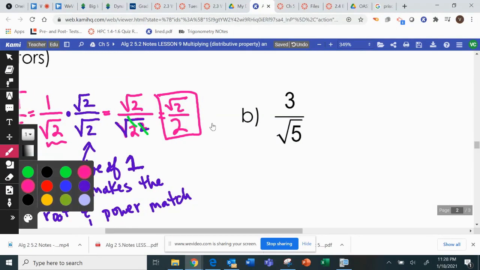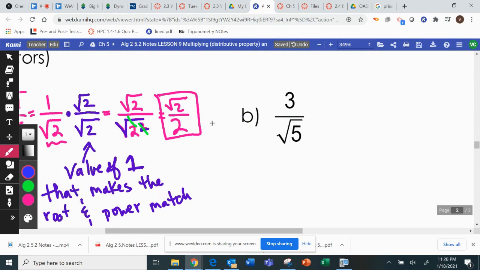So here's our next one. We've got a 3 on top, and we've got a square root of 5 on the bottom. And square root of 5 cannot be simplified. So I'm going to multiply by a value of 1. And when I'm done, I want the square root of 5 squared. That's what I want when I'm done. So I need to multiply by a square root of 5. But I have to do that on the top and the bottom.